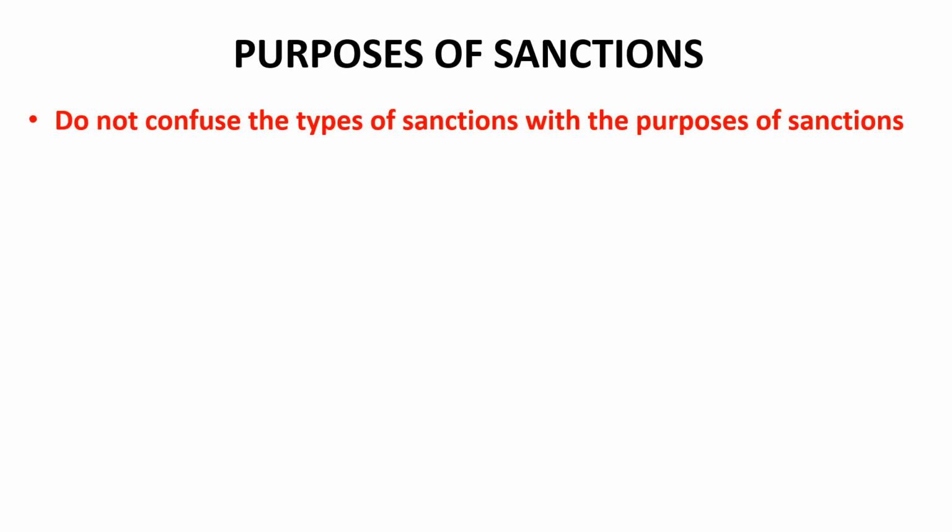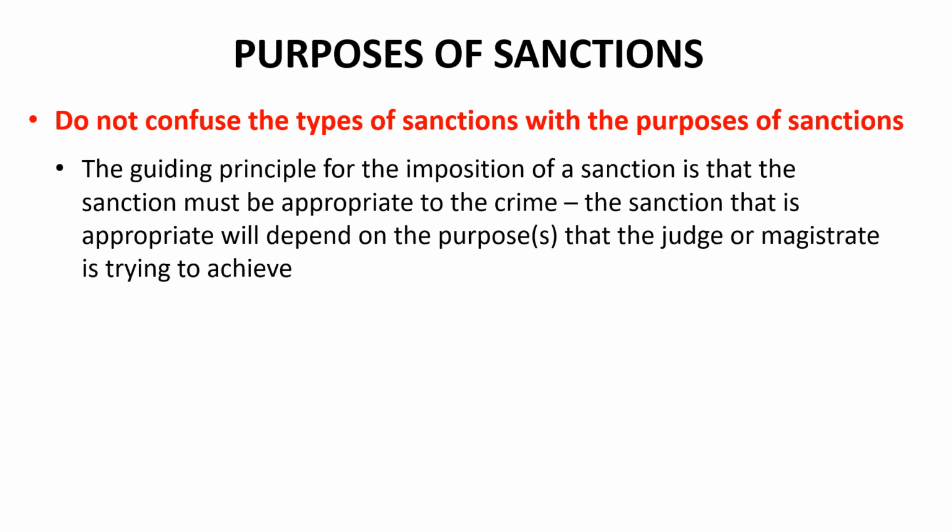Now, it is very important not to confuse the types of criminal sanctions, that is, imprisonment, community correction orders, and fines, with the purposes of criminal sanctions. When a judge or magistrate is deciding the type of sanction to impose on an accused, that is, whether to sentence the accused to imprisonment, a community correction order, or a fine, the guiding principle is that the sanction must be appropriate to the crime.